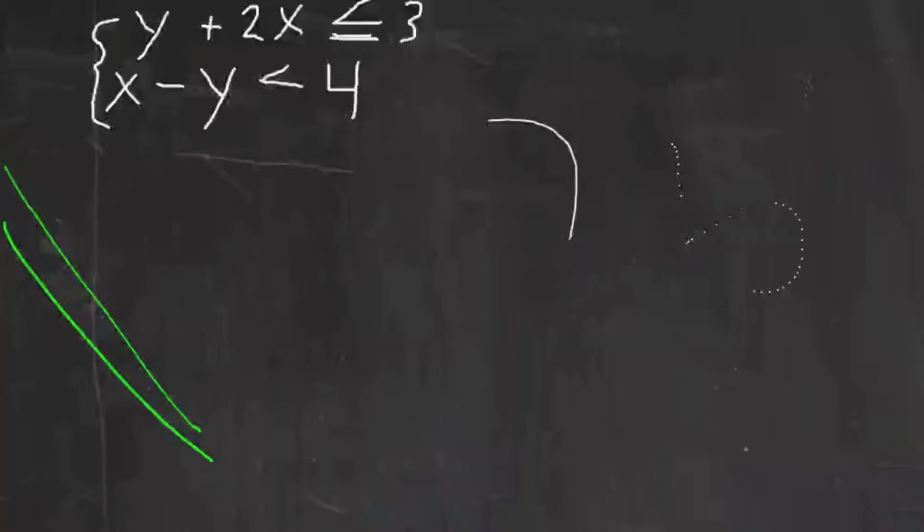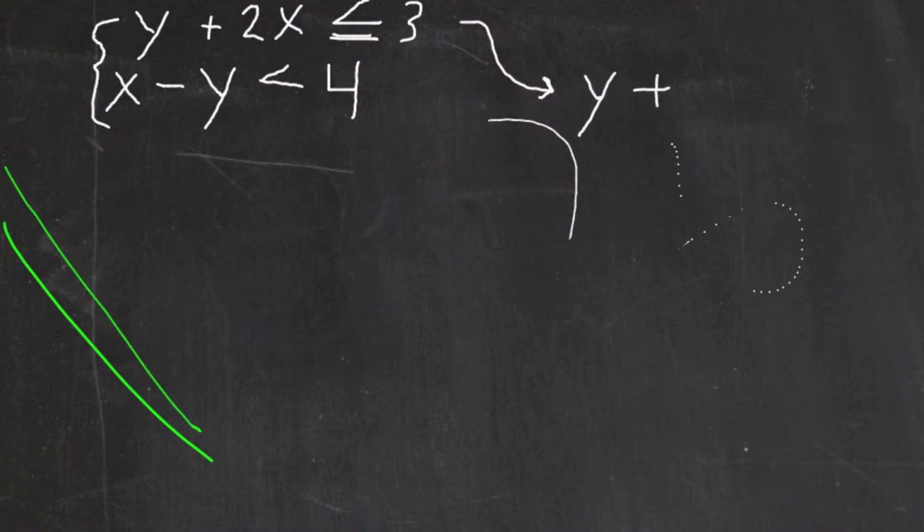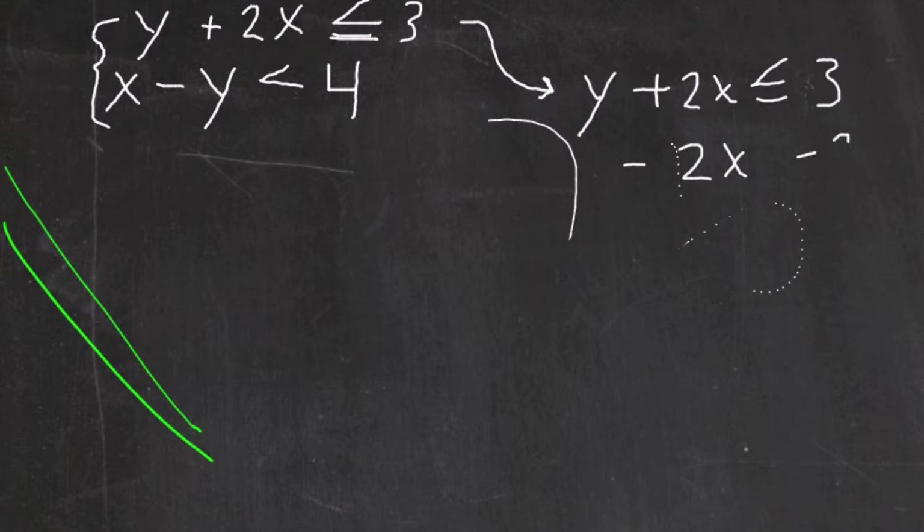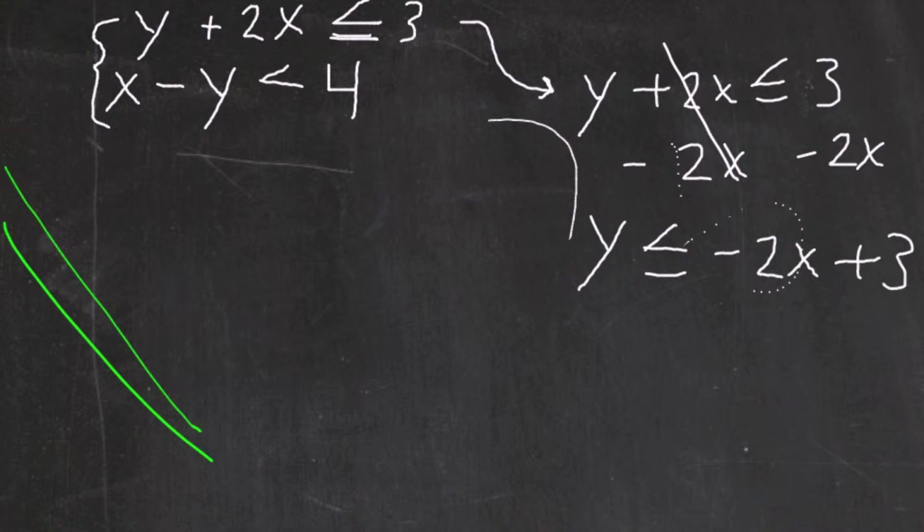The first thing we're going to want to do is solve for y in both equations. So starting with the first one, y plus 2x is less than or equal to 3. This is just simply a matter of moving x to the other side. So there we have our first equation.